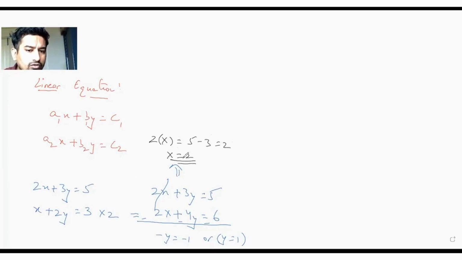Sorry, x is equal to 1, my bad. So when you solve it, what is the solution you get? 1 comma 1. x comma y is 1 comma 1. This is how you always represent the solution, x comma y.